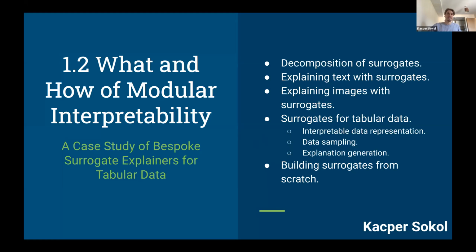So this part is about the theory of surrogate explainers. We'll cover briefly text, images, and then dive into tabular data. For all of them, we'll explore interpretable data representations, data sampling, and explanation generation. But before that, I want to talk briefly about the concept of explainability in artificial intelligence, and also talk generally about surrogates, not only in AI.